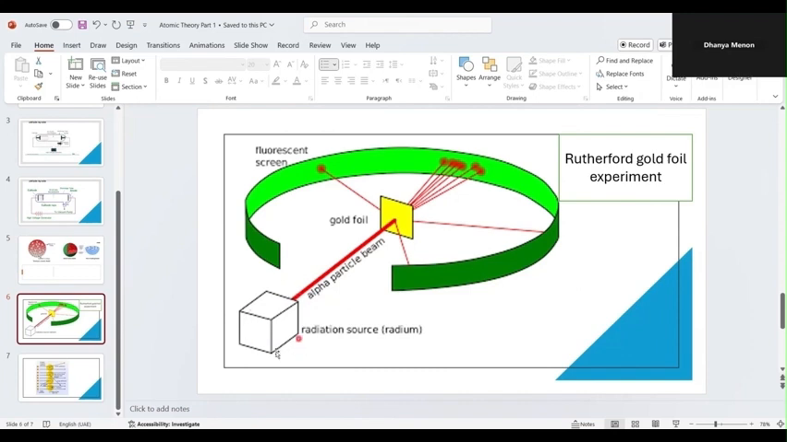Now, from the source of radioactive element radium, alpha particles are ejected, and they are made to hit a very, very thin gold foil. And around it you can see a fluorescent screen all around. This experiment was done and a couple of observations were made.